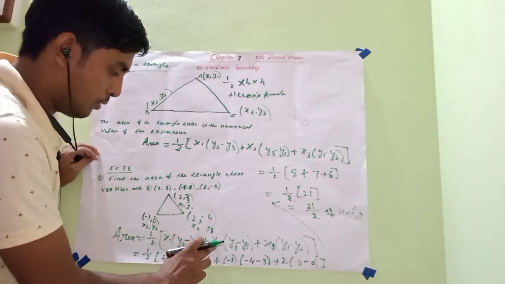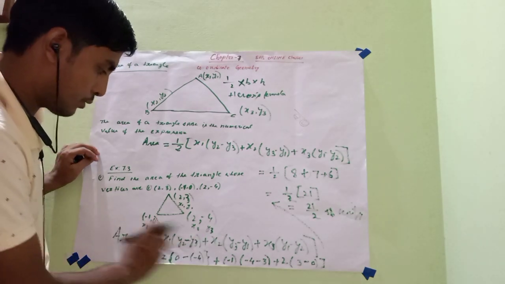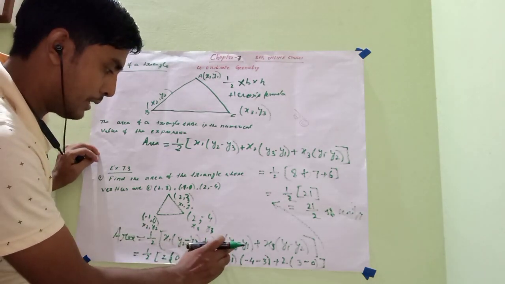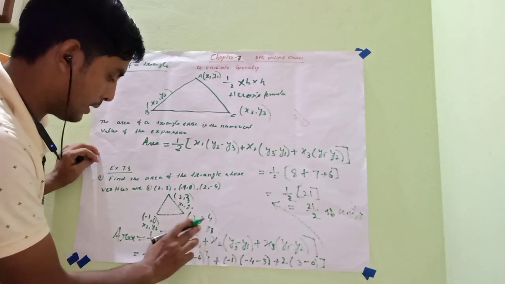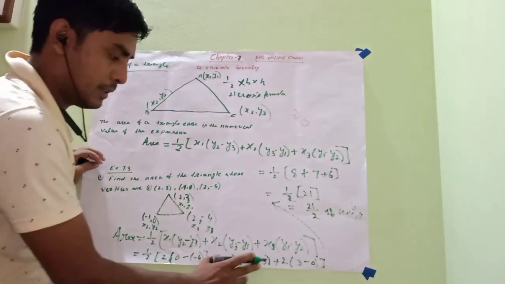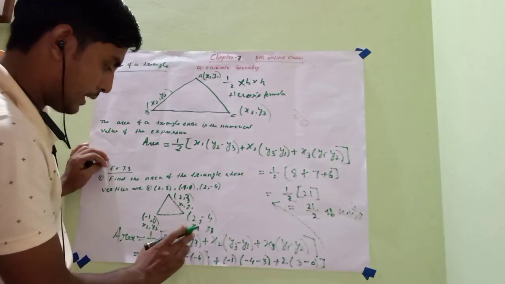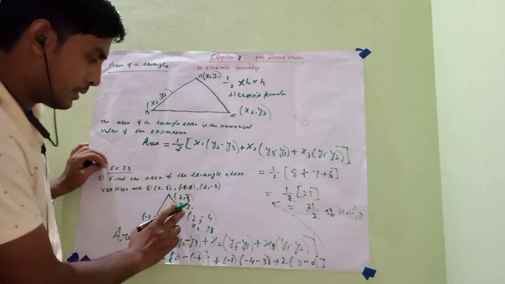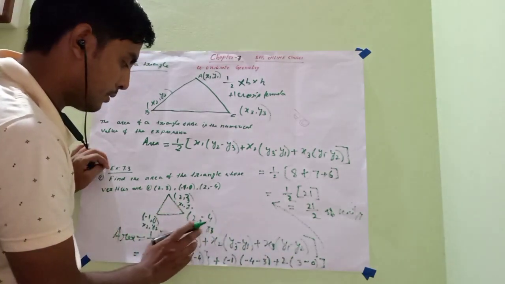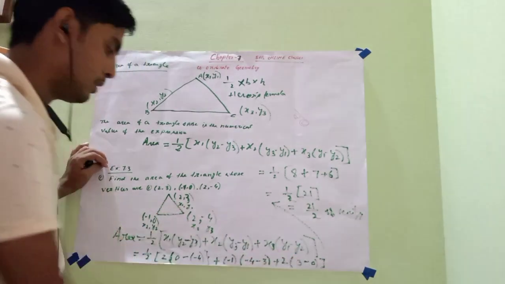Now next, x2 is what here? Minus 1. Then y3 minus y1. What is y3? Minus 4. And y1 is what? 3. So minus 3. Next x3 is what? 2. Then y1. What is y1? 3, minus y2, which is 0. So 0. Understood?